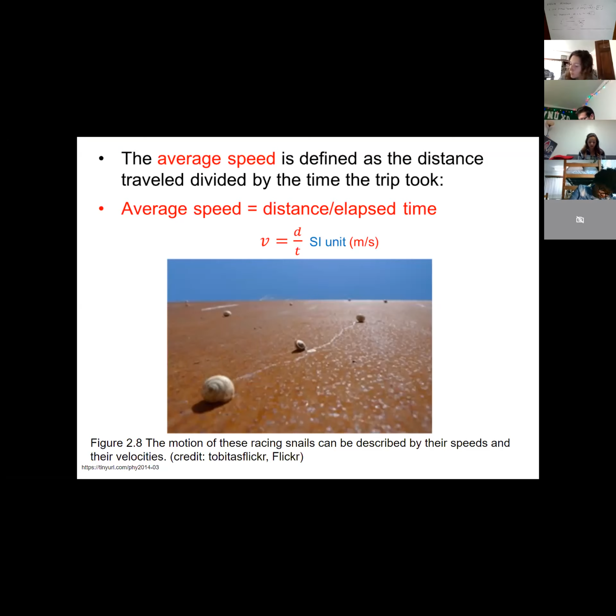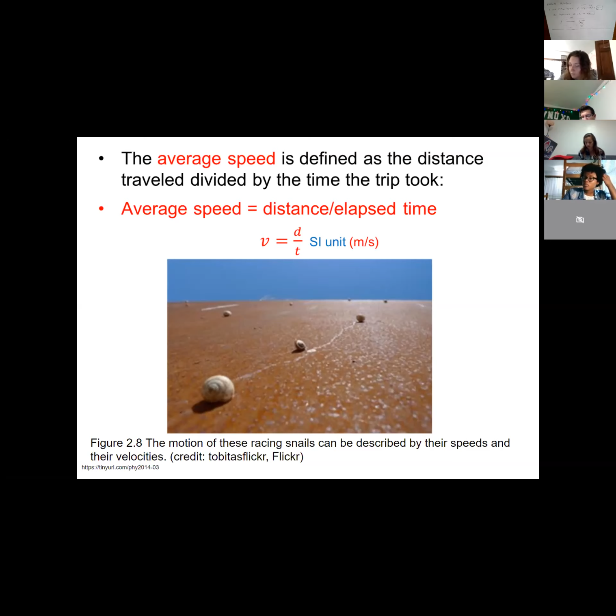We will be doing distance divided by elapsed time. So d divided by t, the distance between its final position and initial position divided by the time it takes. That gives us the average speed. We use v as the symbol for speed, so v is equal to d divided by t. The SI unit for speed is meters per second. t has SI unit of second, and d, the distance, will have SI unit of meters.